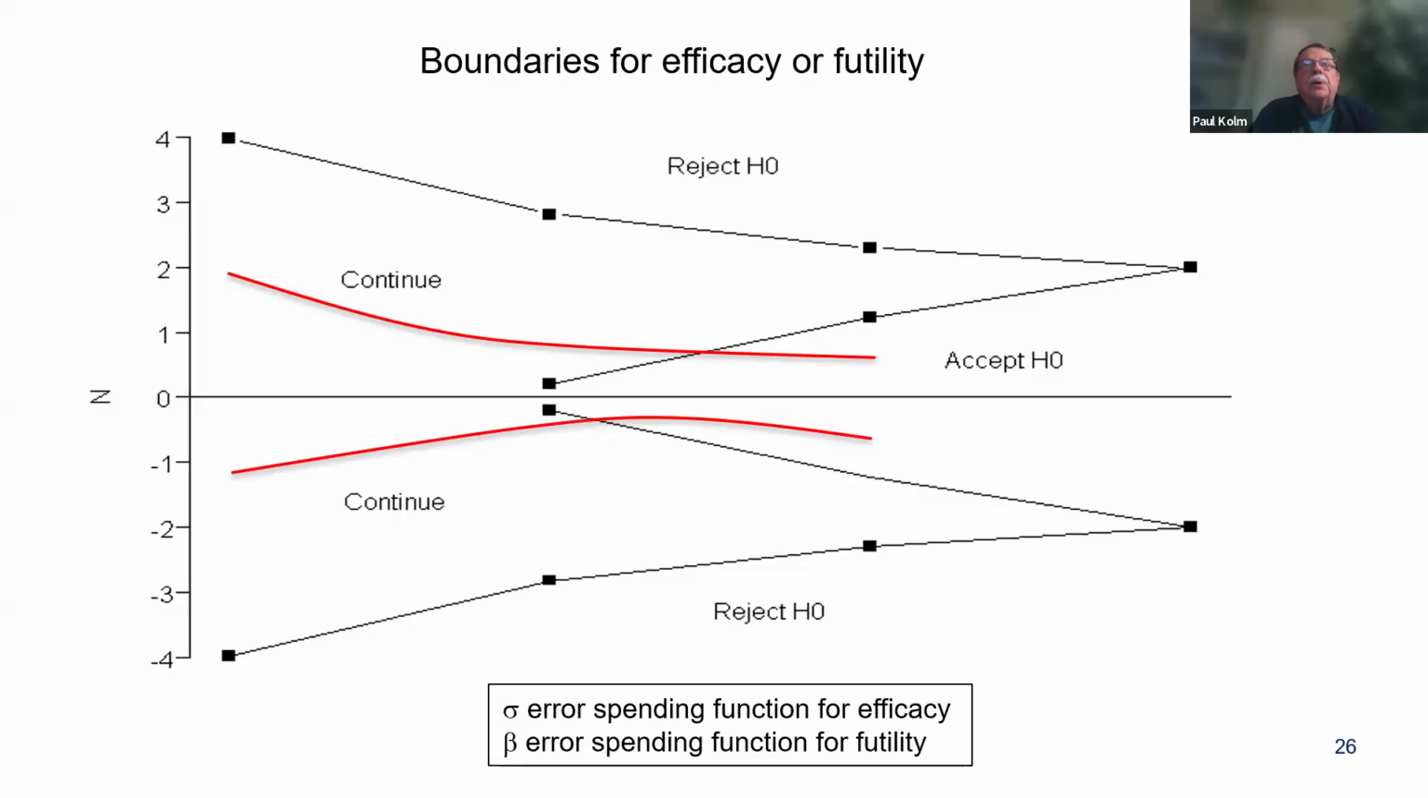So what we need when we do both efficacy and futility is, as we mentioned, the alpha error spending function for efficacy, but now we need a beta error spending function for futility. Again, this is important in large, expensive trials: if it looks like there's not going to be any possibility of rejecting the null hypothesis, then you don't want to spend any more money or time on the study.